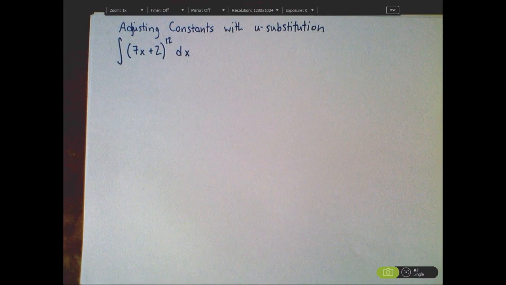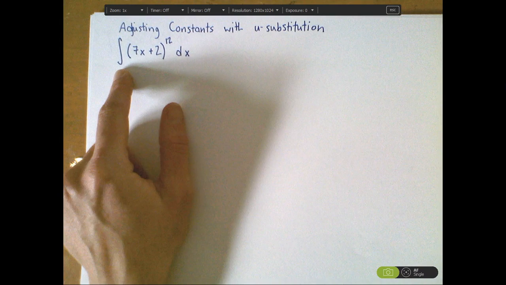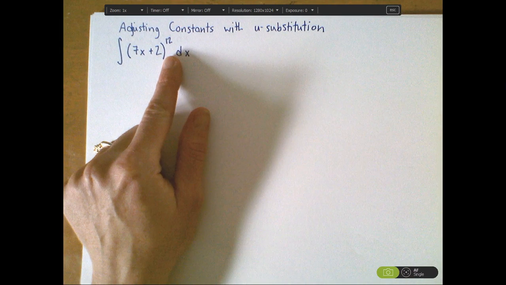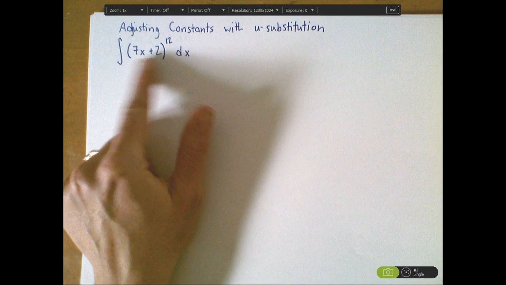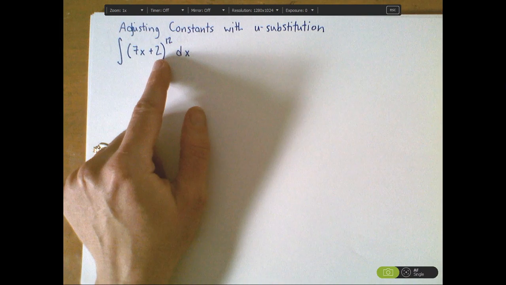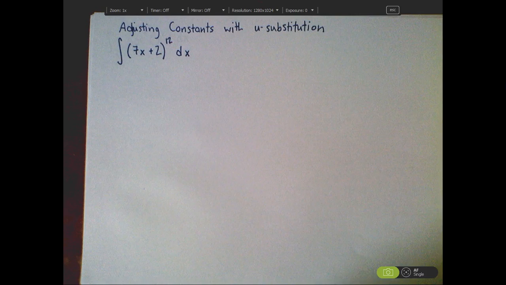In this video, we're going to talk about another technique that helps with u substitutions. So consider the integral of (7x + 2) all raised to the 12th power. Now we know that we could expand out this exponent and use the power rule to evaluate the integral, but it's a lot faster and easier to use a u substitution.